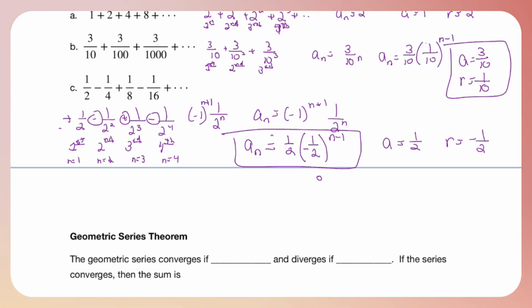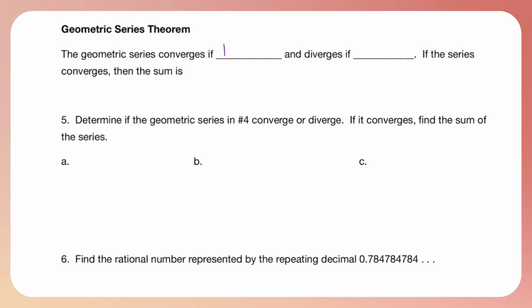Now we know how to identify and write a geometric series. Let's look at what's called the geometric series theorem, which lets us tell when a geometric series converges or diverges. The basic rule is if the absolute value of r is less than 1, the series will converge. If the absolute value of r is greater than 1, the series diverges. That's simple. And if it converges, the sum of any geometric series in the form of a times r to the n minus 1 is simply a divided by 1 minus r, always.